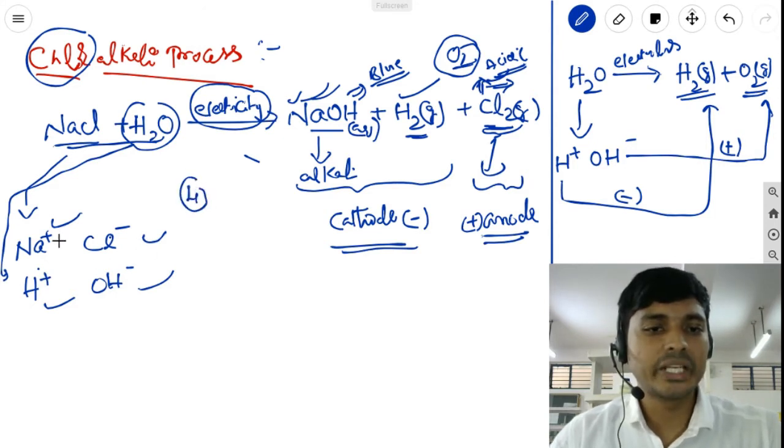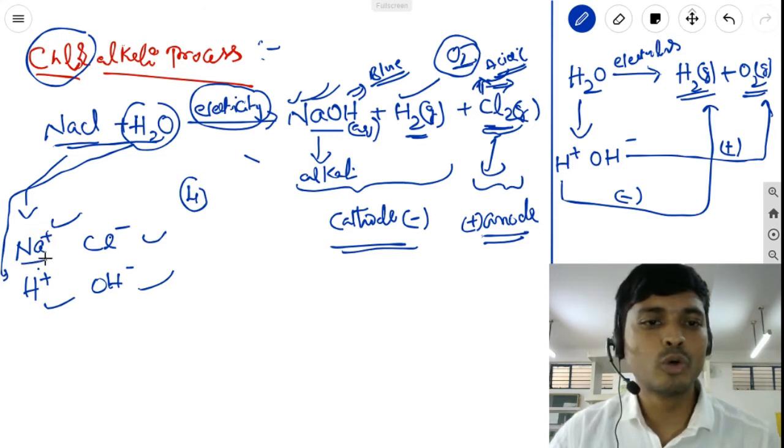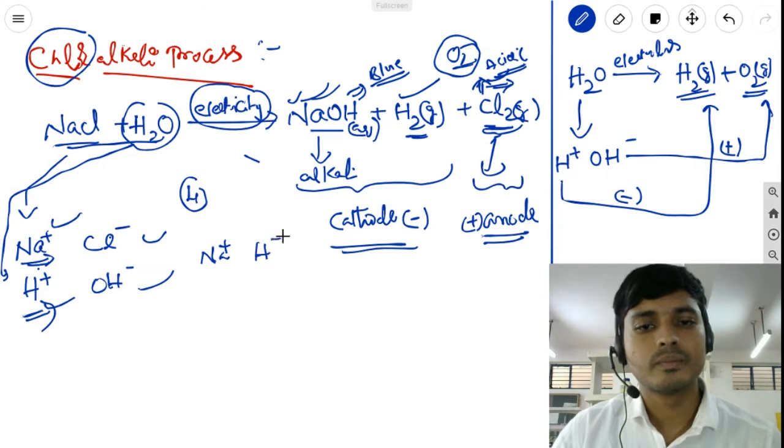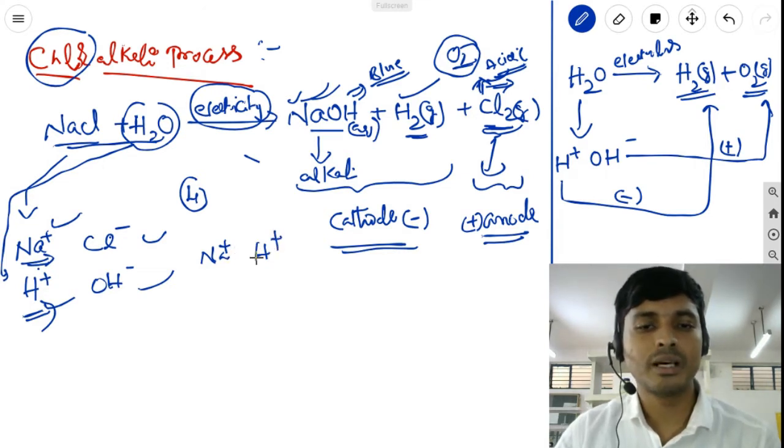So there is the competition here. So which one can get easily reduced? That one will go to the cathode and that will get reduced. Now there is the competition between Na plus and H plus. The one which can easily get reduced, that only will form the product.